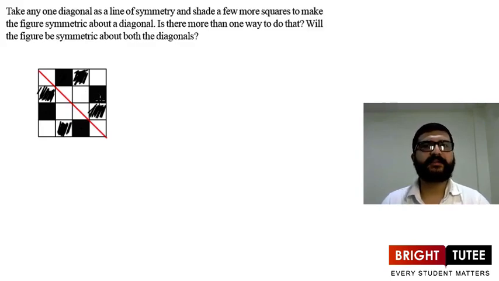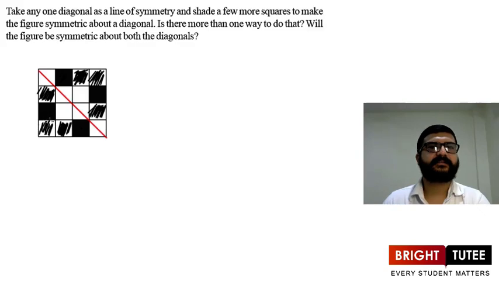Yes, we can have more than one way also. Like we can shade these squares also. If we want, we can shade these squares, or we can leave them unshaded also. So it means we have more than one way.